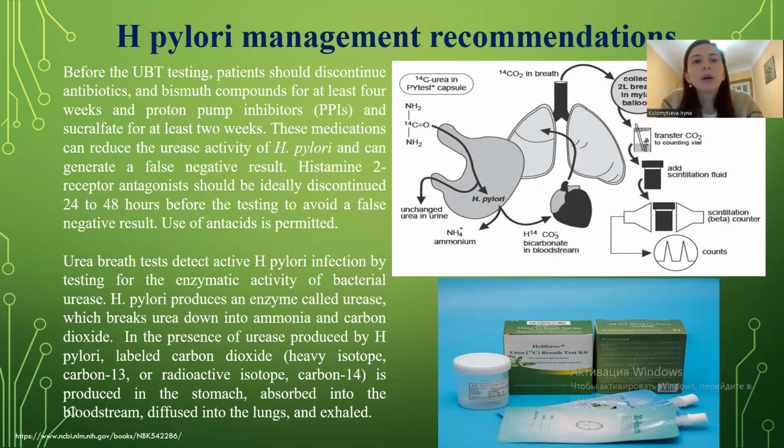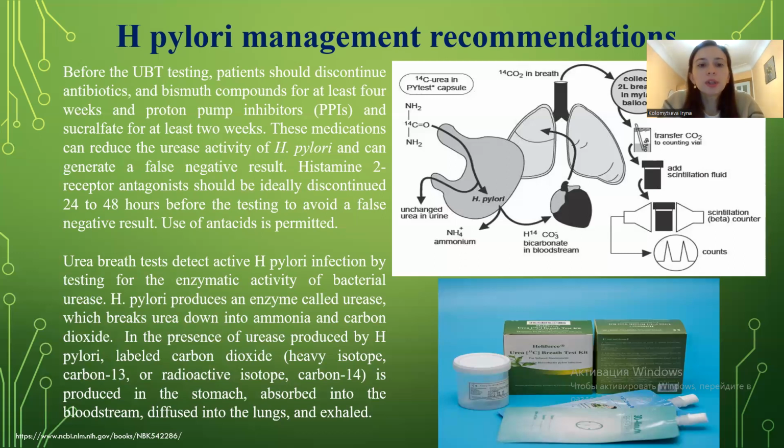Before the urea breath testing, patients should discontinue antibiotics and bismuth compounds for at least 4 weeks and proton pump inhibitors and sucralfate for at least 2 weeks. These medications can reduce the urease activity of Helicobacter pylori and can generate a false negative result. Histamine 2 receptor antagonists should ideally be discontinued 24 to 48 hours before the testing to avoid a false negative result. Use of antacids is permitted.